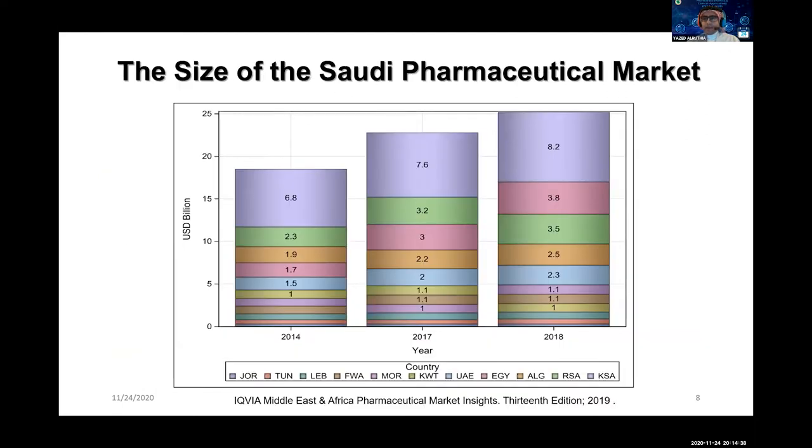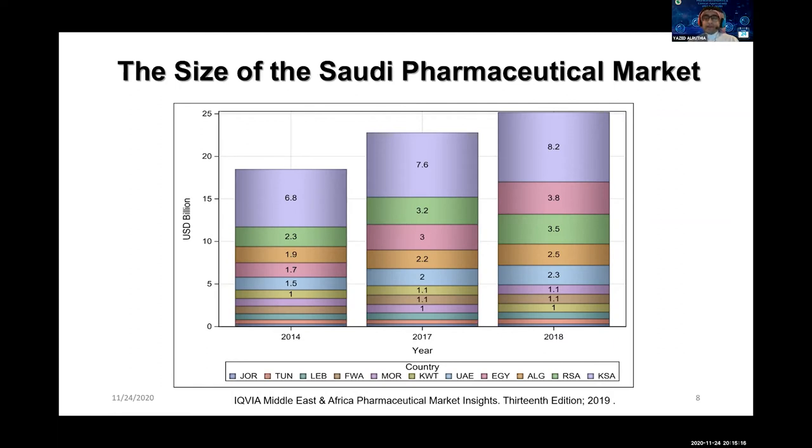So, why do we care about pharmaceuticals in the kingdom? Well, if we think about the Saudi pharmaceutical market, it is the largest by far in the Middle East, or in the MENA region, the Middle East and North Africa. The Saudi pharmaceutical market represents about 30% of the total pharmaceutical market in the MENA region, amounting to about $8.2 billion in 2018, with an increase of about 7 to 8% from where it was in 2017, at $7.6 billion. We are spending more on pharmaceuticals.